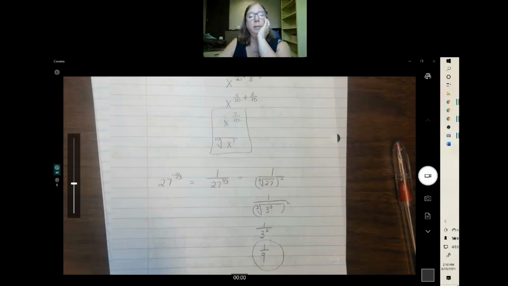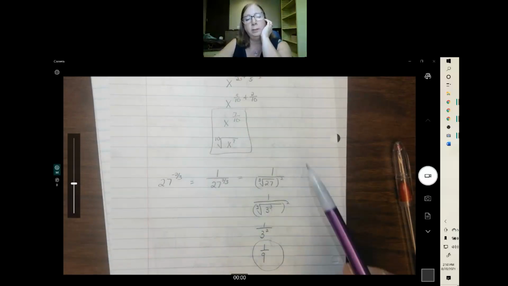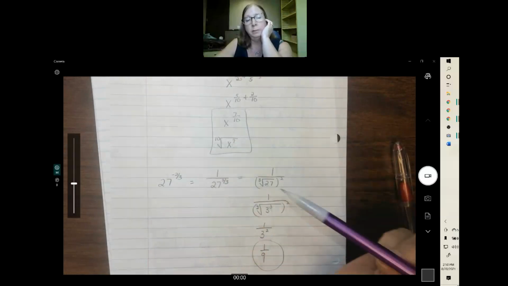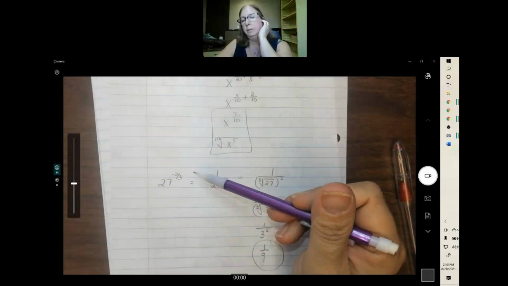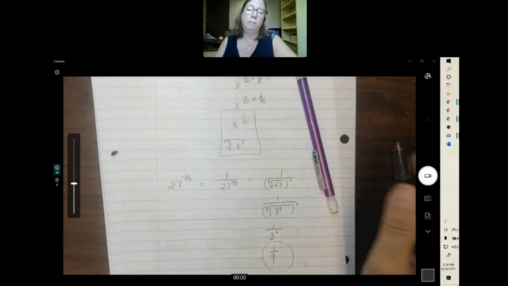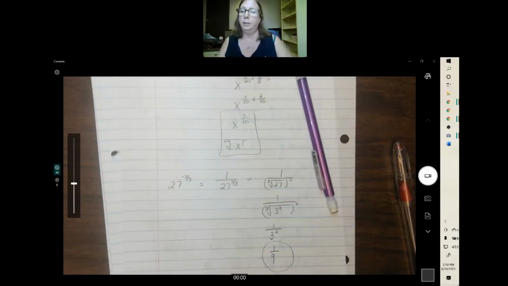You do need to understand this a little bit, because if you just plug this into your calculator, you're going to get a decimal, unless your calculator will go back to a fraction. Are there any questions on those?